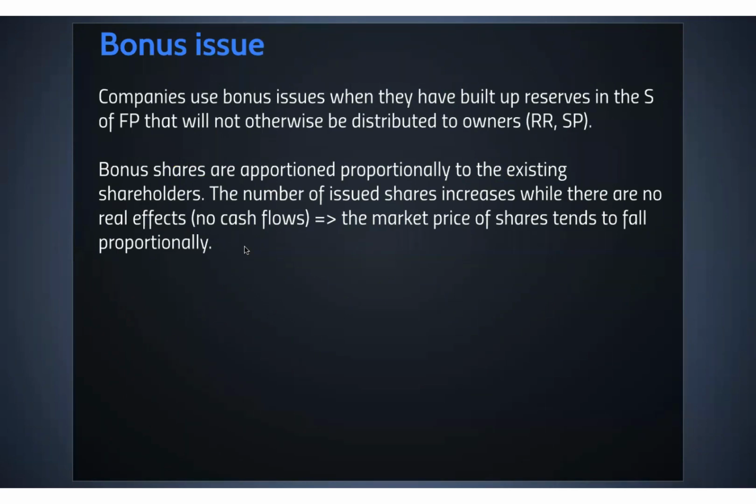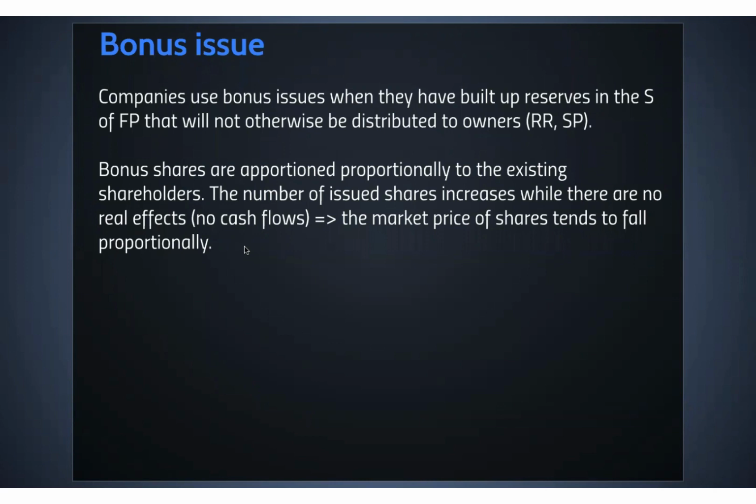Companies use bonus issues when they have built up reserves in the statement of financial position that will not otherwise be distributed to owners somehow. The valuation reserve, share premium, and some other general reserves. So as we discussed, companies can revalue fixed assets and increase the valuation reserve, but that comprehensive income, which is not income and will never appear in the income statement, couldn't be distributed as dividends between shareholders. But with the help of a bonus issue, we can do so. We can do so by increasing the number of shares and distributing them between shareholders.